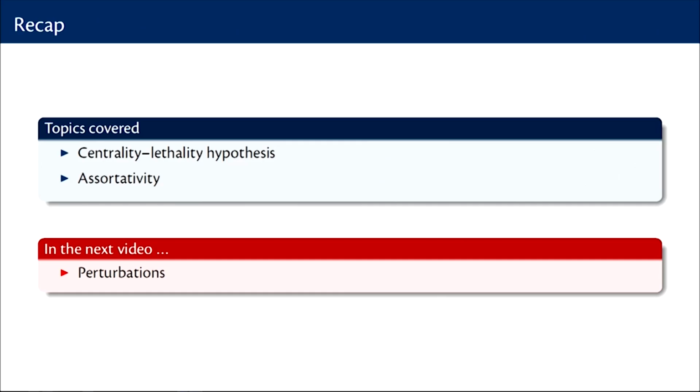In this video, I hope you got an interesting insight into how biological networks are studied using tools from graph theory, and we looked at the centrality lethality hypothesis and also the concept of assortativity. In the next video, we will look at a very important aspect of systems biology, as I always mention, which is what happens to a network when you start perturbing it and how do you study perturbations.